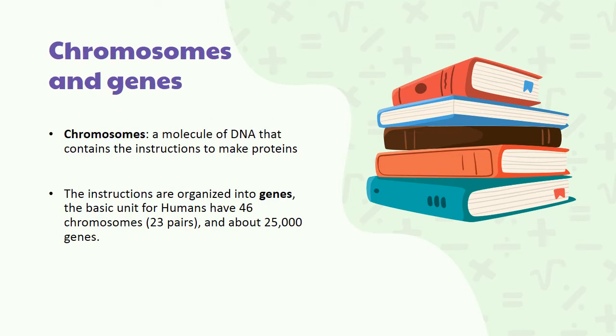Now, what are these genes and chromosomes? The chromosome is a molecule of DNA, and it contains the instructions to make proteins. We all know that there are 23 pairs of chromosomes in our body, and these genes are bead-like structures that are located in the chromosomes. And there are about 25,000 genes in our body.